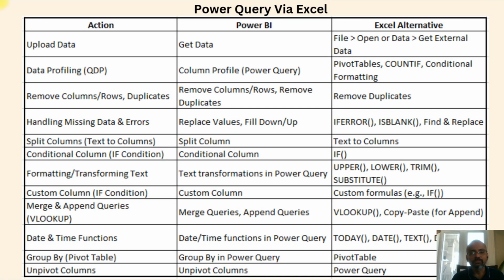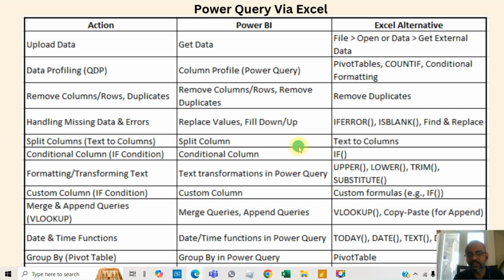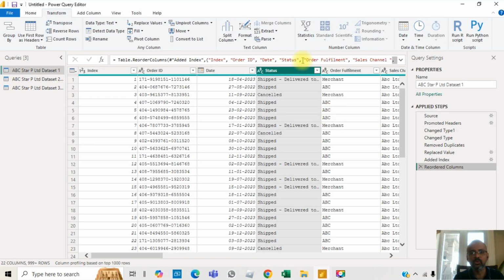Let's move on to this one. Replace values, fill down. We have got replace values. Now, what is this fill down, fill up? What is this concept? We have come to the split column. We haven't seen this fill down, fill up. Split column, you are clear with this right now, right? You are very clear with how to split or how to bring date, how to segregate, extract, right?